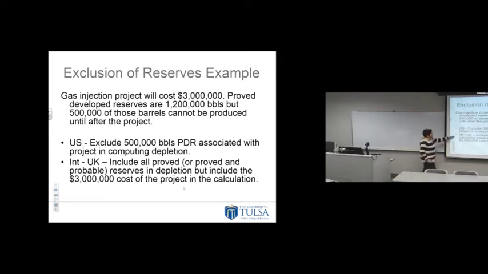But internationally, they would include all proved reserves, or proved and probable, if they're being consistent and always using proved and probable. They'd include all those reserves, but they would include the $3 million estimated cost of the project in the calculation. So they would include all reserves, but add in an estimate of the cost when they do DD&A. We would not add an estimate of the cost when doing DD&A, but instead we would exclude 500,000 barrels of proved developed reserves. Once the costs have been spent, and those costs are then in DD&A because they've now been spent, the reserves come back into the computation.